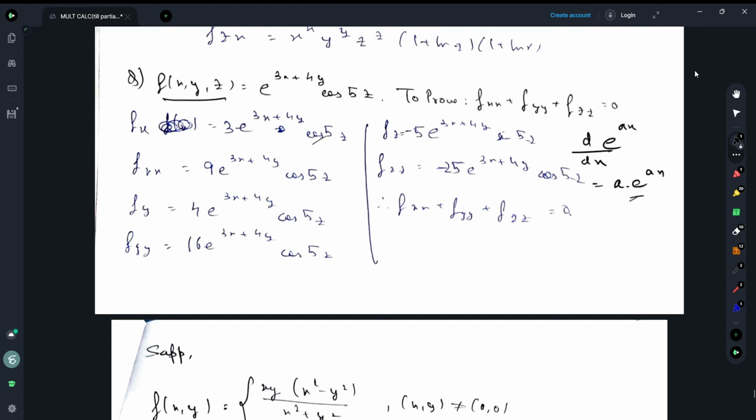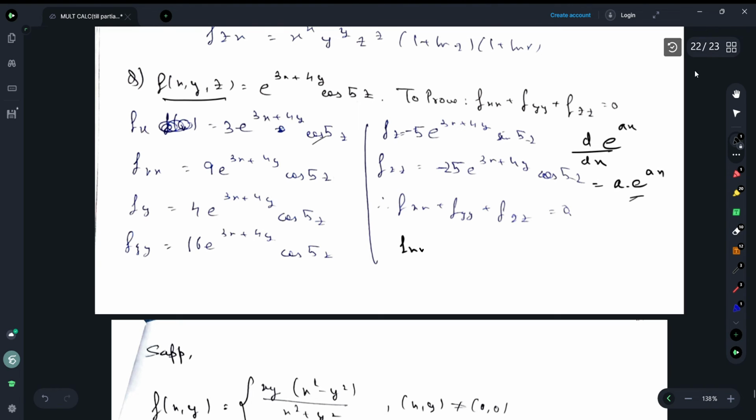f of z is the derivative of cos, which is minus sine, so 5 will also get multiplied because we need to differentiate the inside as well with respect to z. So f of z is minus 5 times e to the power 3x plus 4y times sin of 5z. f of zz: the minus will remain, because the derivative of sine is cos. So minus 25 times e to the power 3x plus 4y times cos of 5z.